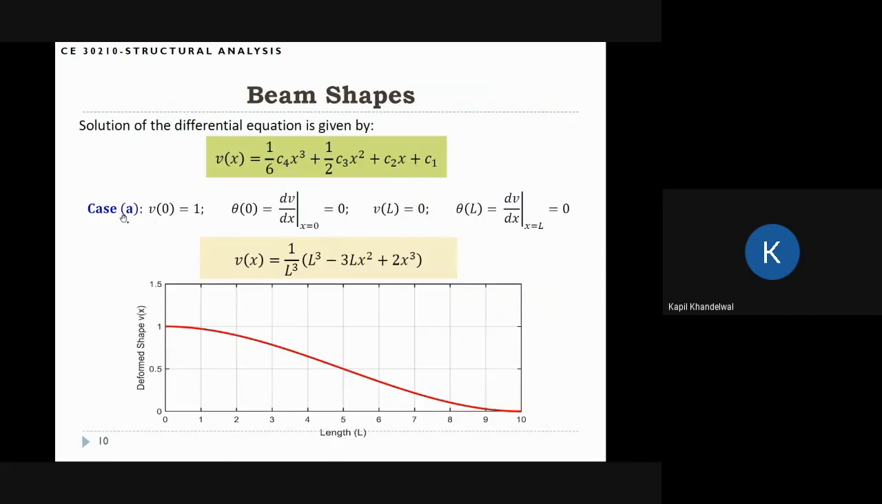So for the case A, if I use the 4 boundary conditions, I can reduce my solution to this form. This is the cubic polynomial that we will get for Vx. And if I try to plot this shape, it looks like this. I plot assuming L is 10. So this is the central axis, and this is the vertical displacement, or the displacement of the central axis.